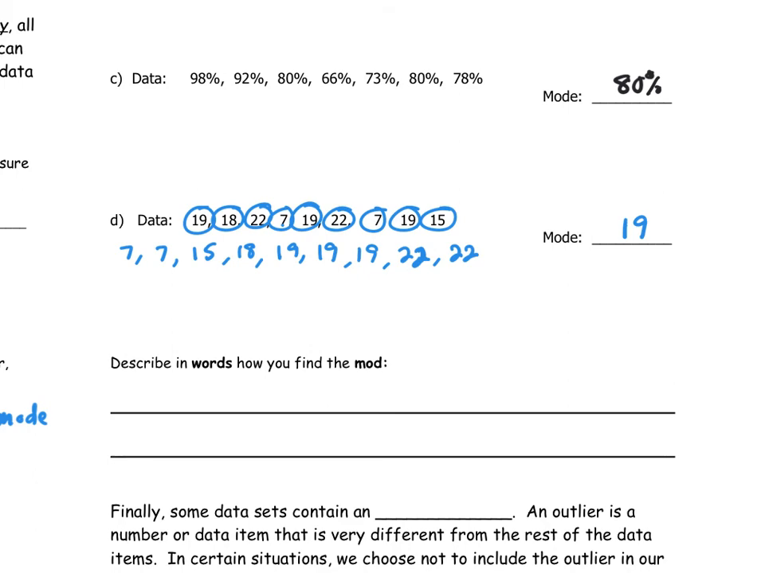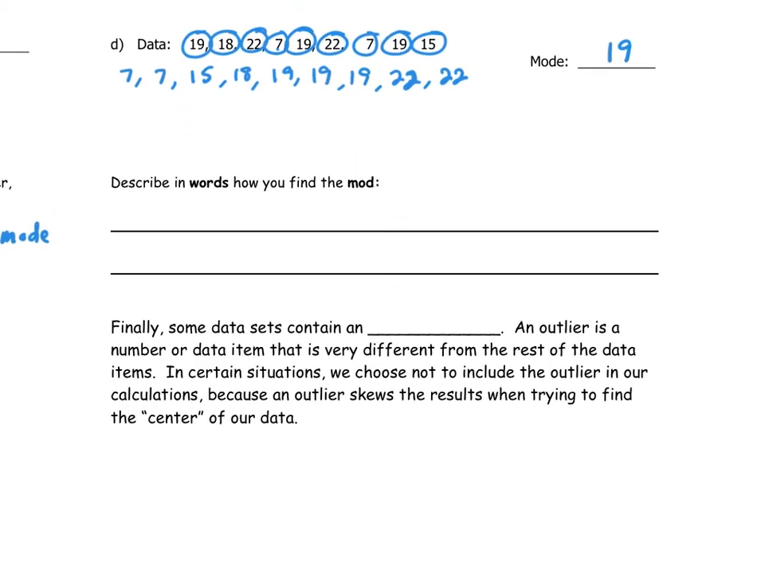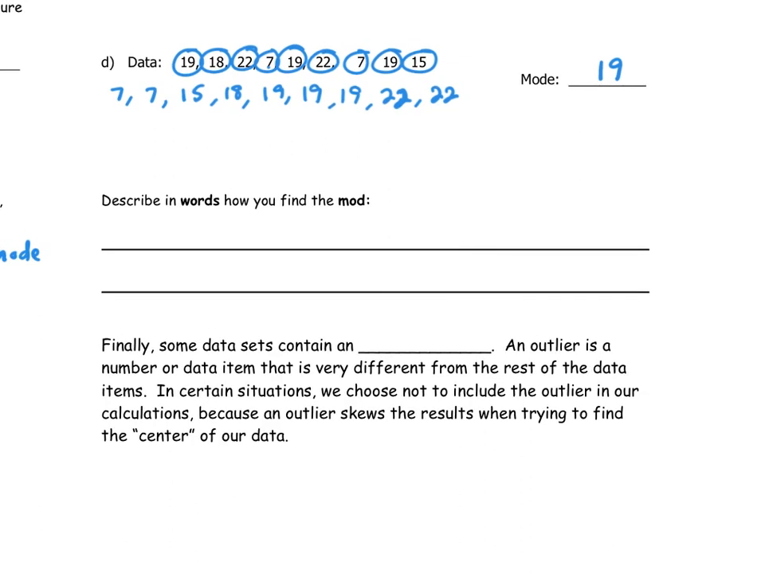So one other item we want to discuss is it says, finally, some data items contain what's called an outlier. So let's write that, outlier. An outlier is a number or data item that is very different from the rest of the data items. In certain situations, we choose not to include the outlier in our calculations because an outlier can skew the results when trying to find the center of the data.